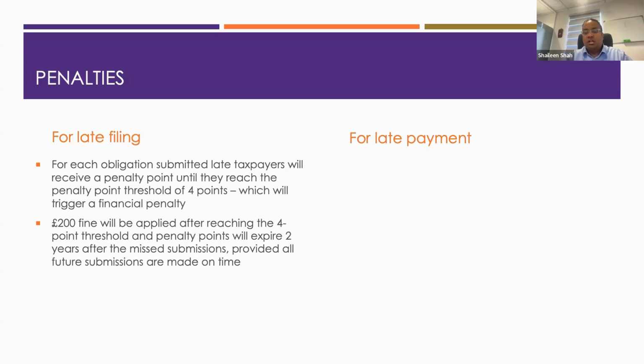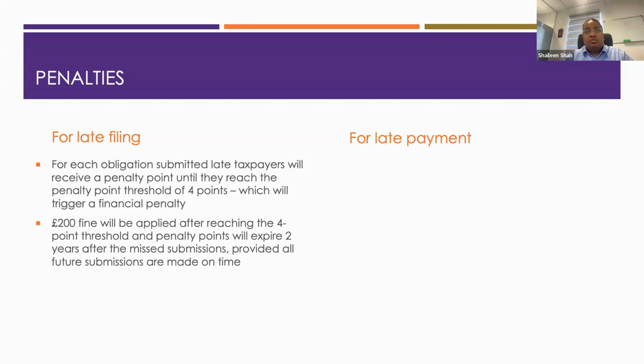submission for that quarter. So for example, if you miss the 7th August one, you'll get 1 penalty point, but that will stay on your account for another 2 years, after which it will be dropped, providing that all future submissions are made on time.